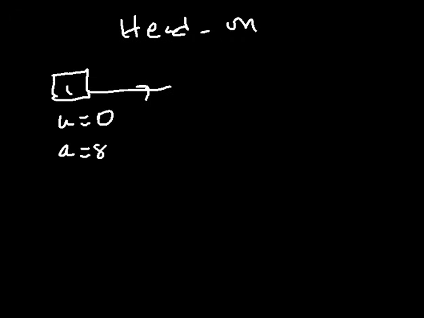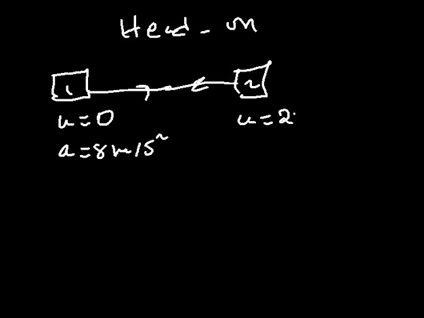On the head-on case, that's where the two objects are going towards one another. Let's say this is object 1 moving in this direction, from rest, initial velocity 0, acceleration 8 meters per second square. And we have object 2 moving in the opposite direction, with initial velocity 2 meters per second, acceleration, let me call it 6 meters per second square. And let's say the two objects are about 20 meters away from each other.